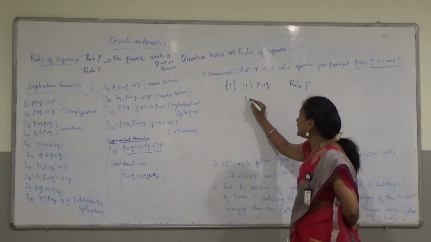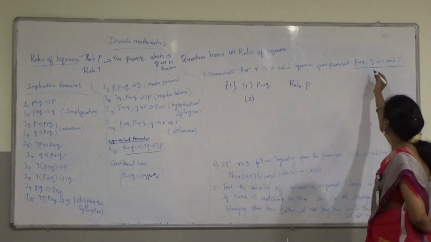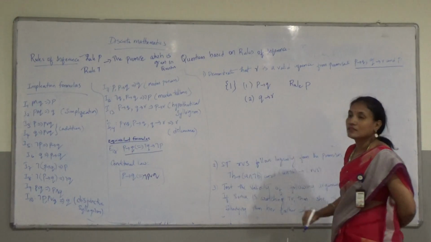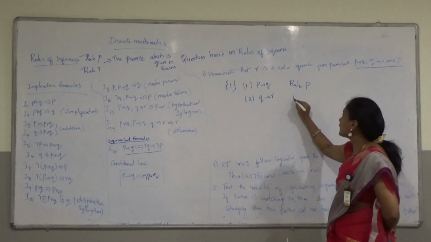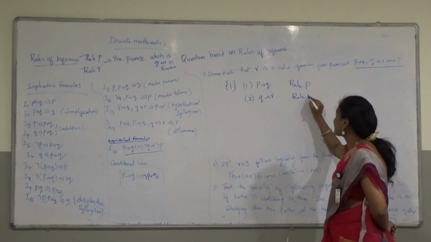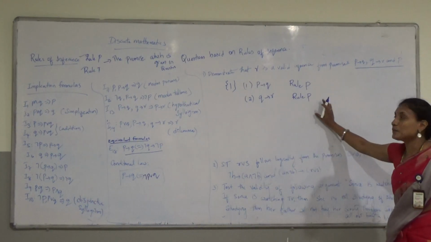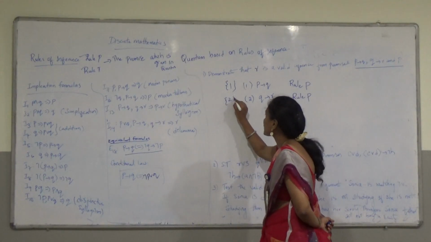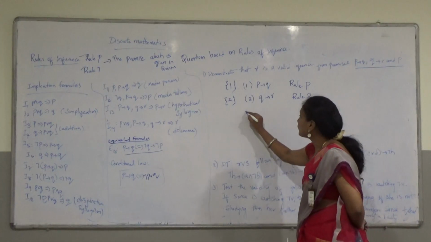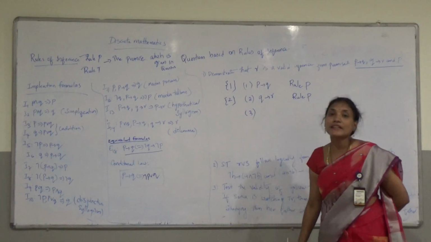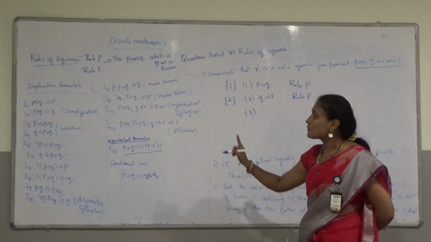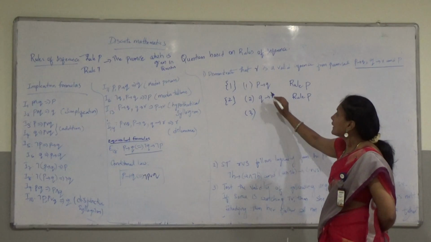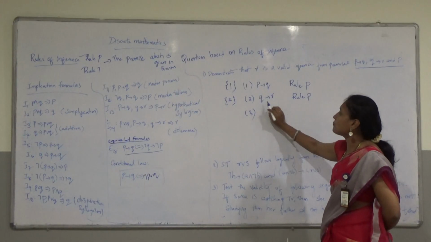Next, the second premise. I am taking the second premise as Q implies R. This is also from the question, so we write it as rule P. That is, it can be derived at any point, and this is a new premise, so you name it 2. Next, from 1 and 2, if we derive any conclusion by using implication or equivalent formulas, we need to apply rule T. So let us see, P implies Q, Q implies R.